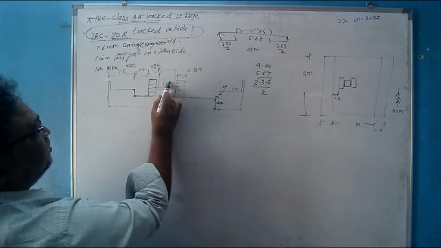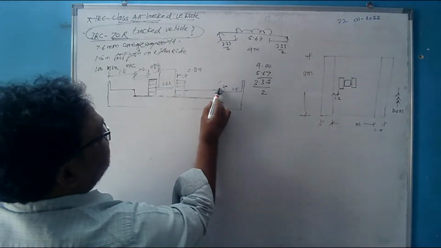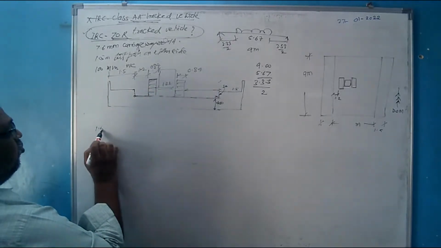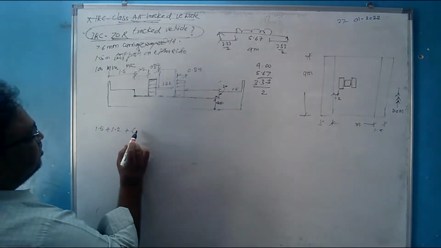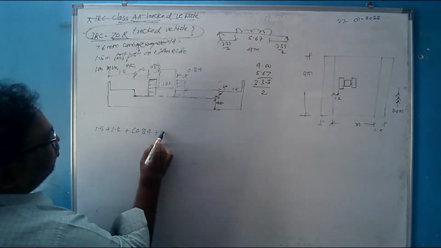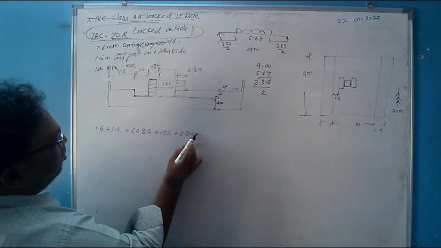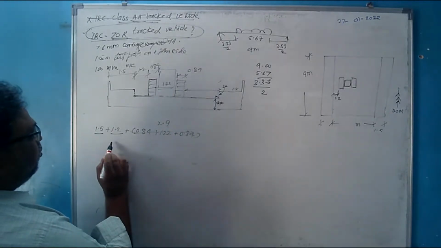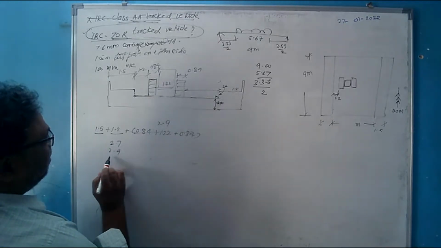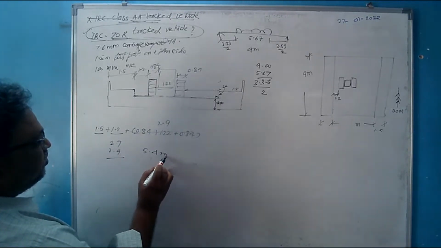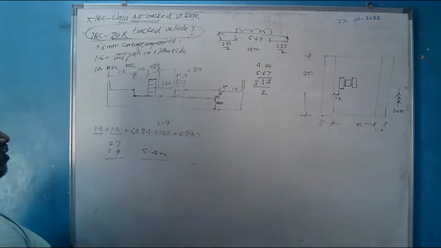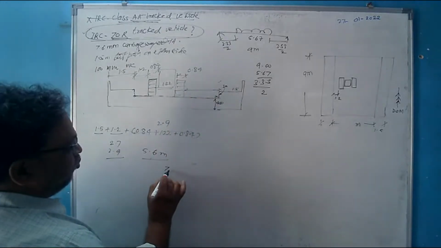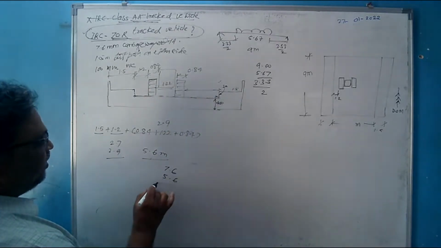The internal distance is 1.22. How much will the remaining distance be? We have to subtract from the total: 1.5 plus 1.2 plus 0.84 plus 1.22 plus 0.84. This total will be equal to 2.9. So how much is 1.5 plus 1.2? 2.7. This is 2.9. So that is nothing but 5.4 meters. Is that right? 5.6 meters. The total was 7.6 meters, from which 5.6 meters is subtracted.